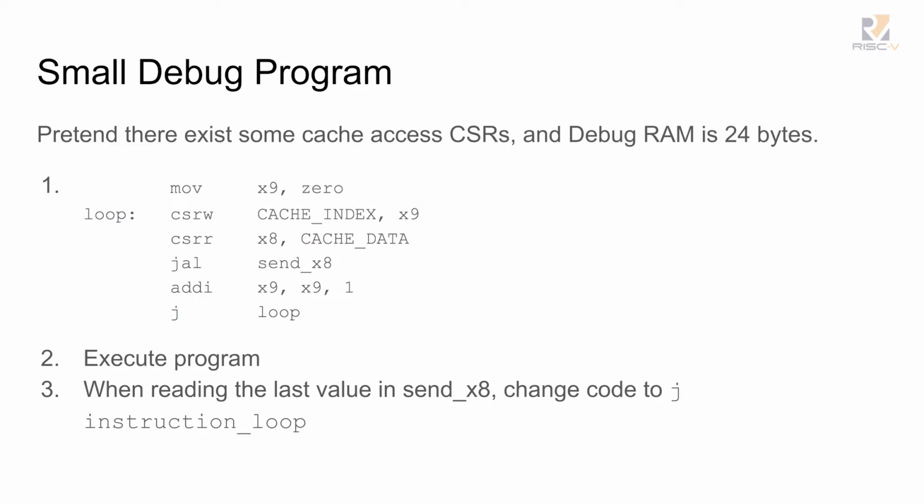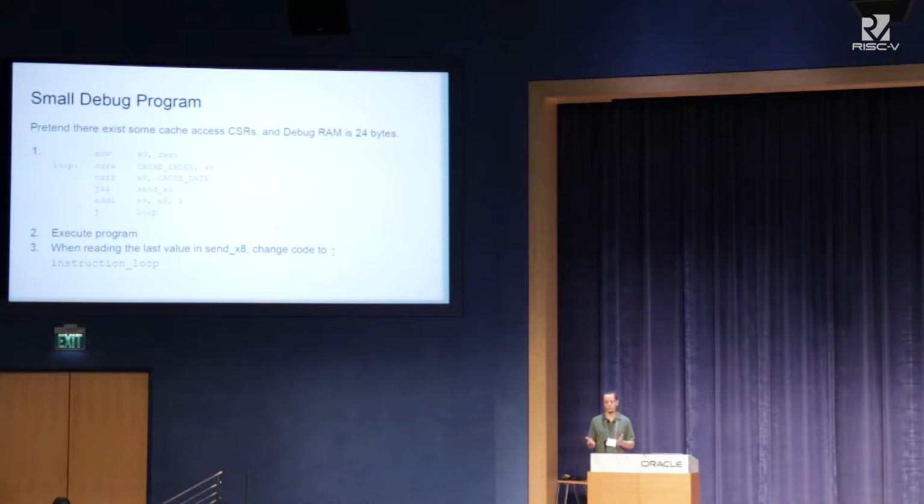Again, the debugger can control getting out of the loop because in sendX8, there's a state where the core is waiting for something to happen. And while it's doing that, the debugger can just replace the add instruction with a jump back to instruction loop, getting you back there. So the debugger could very easily execute this loop, like read 256 entries with no overhead, with really the only thing going on being the transferring of the data, and then change the debug program to get out of it. You can actually do this loop in 16 bytes if you're clever, but that didn't seem worth explaining here, like trying to be too clever.